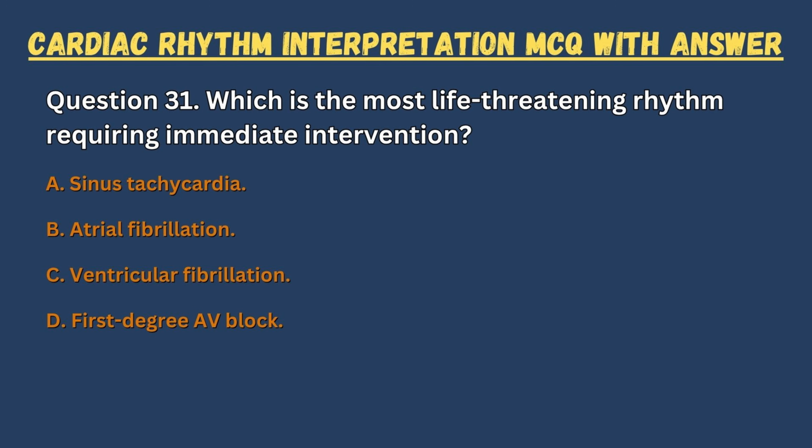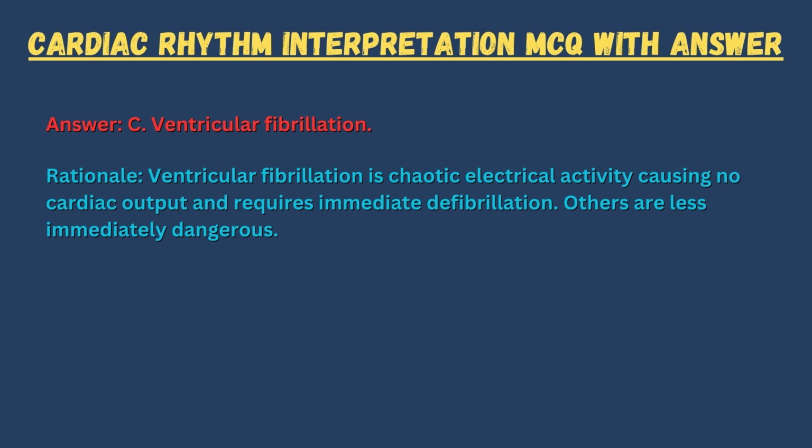Question 31. Which is the most life-threatening rhythm requiring immediate intervention? A. Sinus tachycardia. B. Atrial fibrillation. C. Ventricular fibrillation. D. First-degree AV block. Answer: C. Ventricular fibrillation. Rationale: ventricular fibrillation is chaotic electrical activity causing no cardiac output and requires immediate defibrillation. Others are less immediately dangerous.